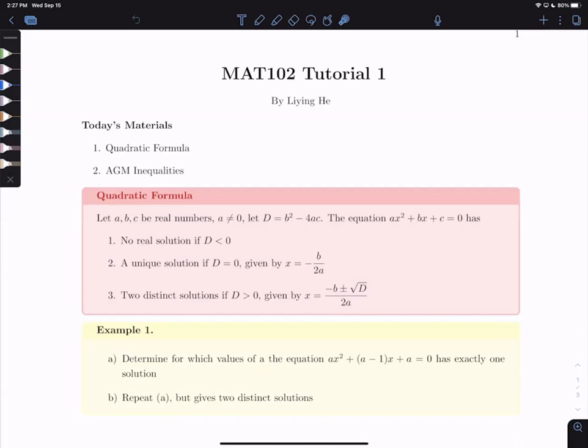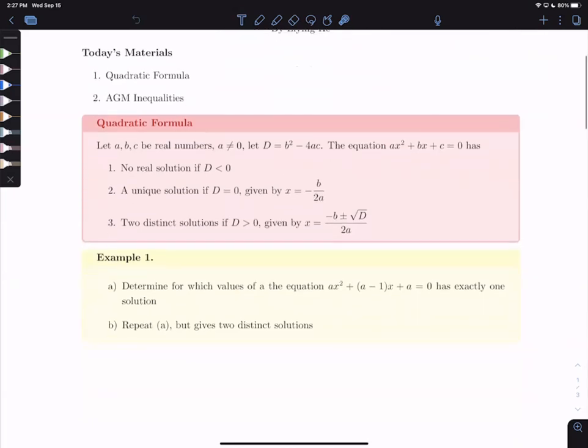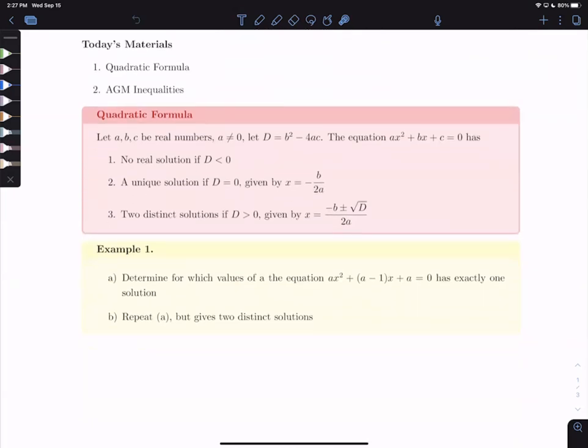Okay. Anyway, let's go back to 102. We need to do this, guys. So today's material is quadratic formula and AGM inequality.